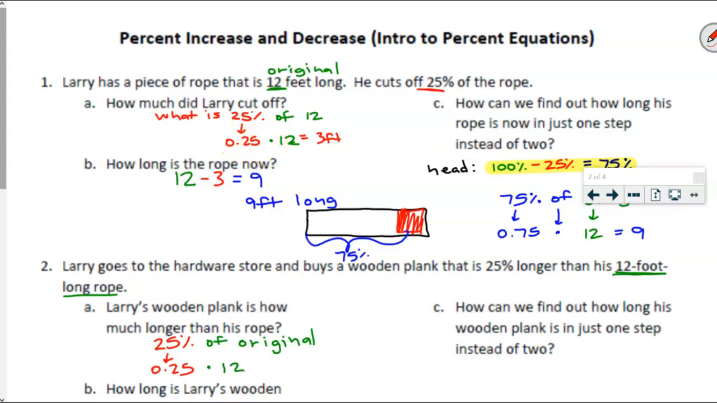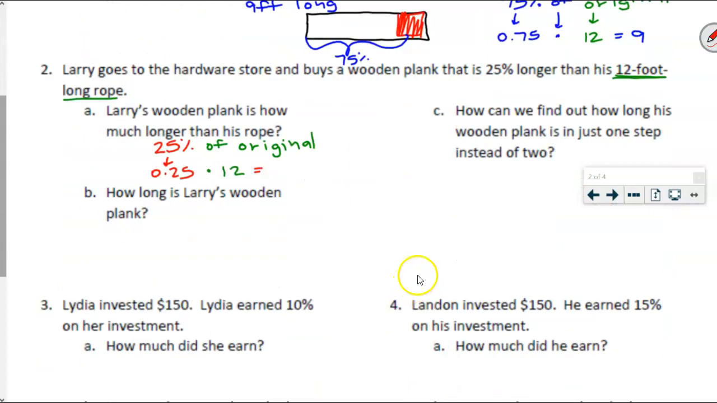0.25 times 12 is equal to 3 feet. How much longer is the plank than the rope? 3 feet longer. If that's the case, how long is Larry's wooden plank? Well, since we know the original rope is 12 feet, and we know the plank is an additional 3 feet, 12 feet plus 3 feet is equal to 15 feet.